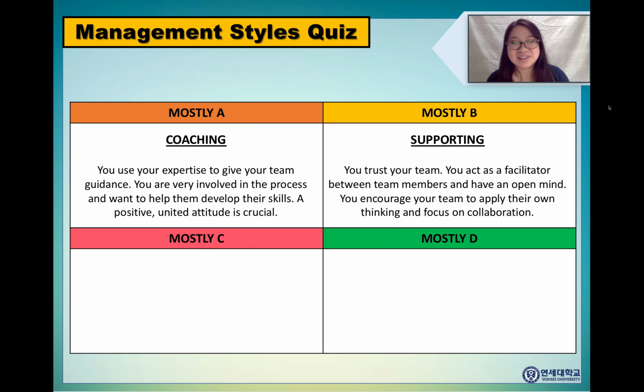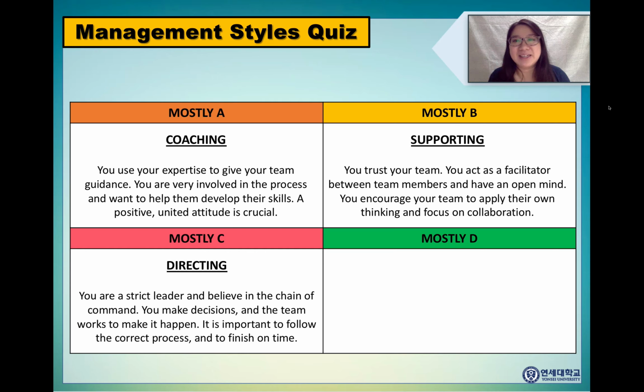If you answered mostly C, you are a directing type of manager. You are a strict leader and you believe in the chain of command. You make decisions and the team works to make it happen. It is important to follow the correct process and to finish it on time. In other words, you're very focused on results and you have a no-nonsense attitude about work. Each person has a specific role and they must complete their work well for the whole system to work.